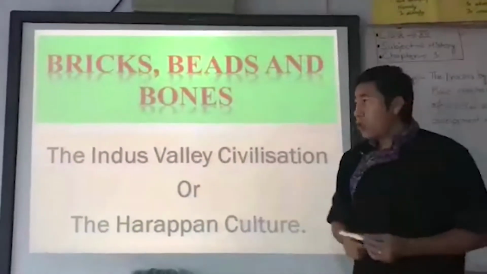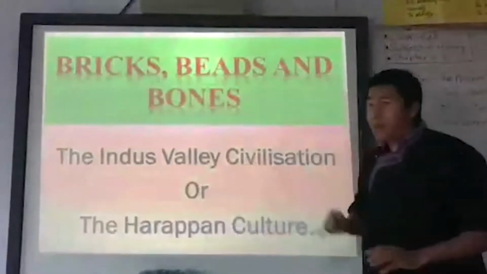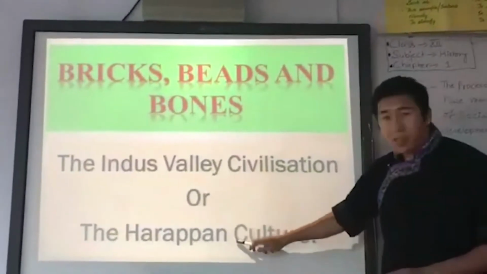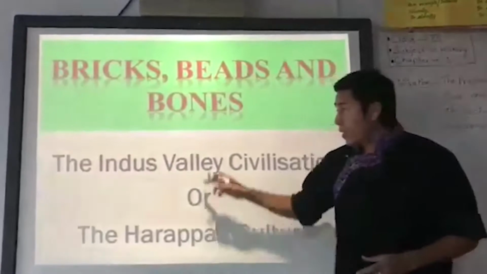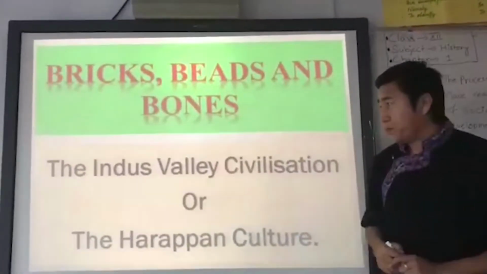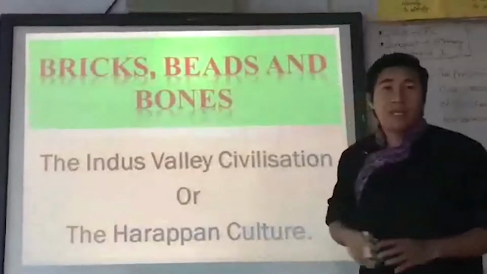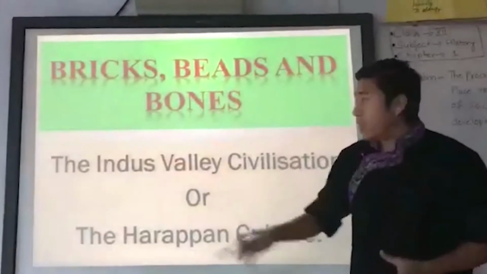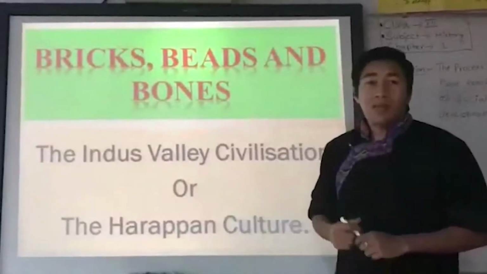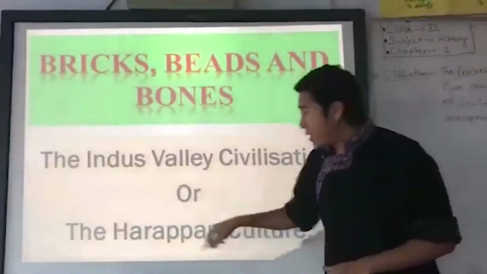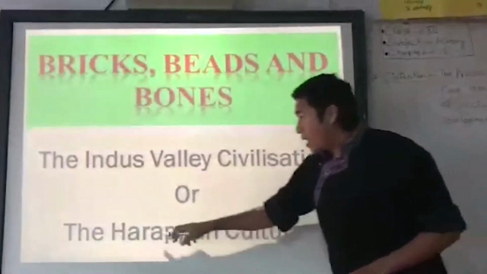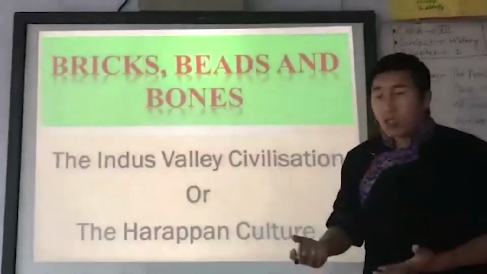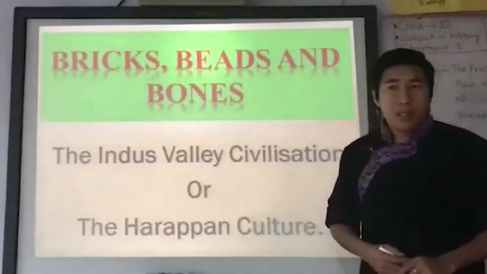In this chapter, we are going to discuss the Indus Valley civilization, or the Harappan culture. Both are two different names of the same civilization. Why is it called the Indus Valley civilization? Because the civilization started near the river Indus. It is also known as the Harappan culture because Harappa is the first site to be discovered by historians or archaeologists.